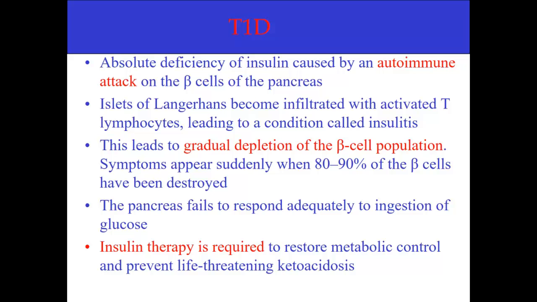Once we have reached this stage, the pancreas will start failing to respond to ingestion of glucose. Because what is the response of the pancreas to glucose? Secretion of insulin. But with only 10% remaining of the beta cells, can we make enough insulin? We cannot make enough insulin, and therefore the symptoms will appear. But eventually all the beta cells will be killed and there will be no insulin.